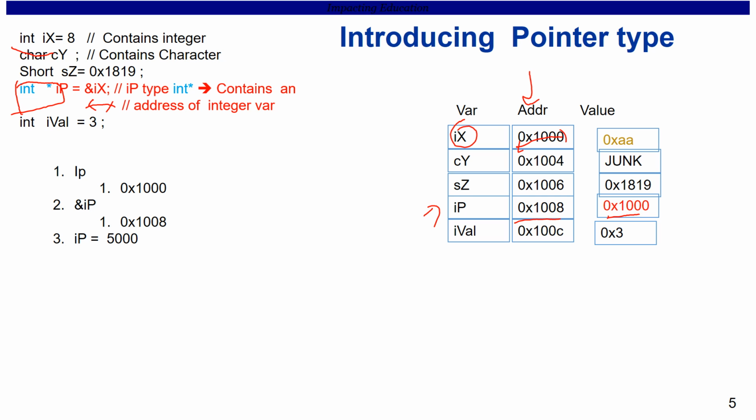IP equals 5000. This is syntactically invalid. Remember that although IP contains 1000, as far as the compiler is concerned, this must be an address type, an address of an integer, right? The type of the value sitting in here must be address of an integer. When you do IP equals 5000, the compiler will say, hey, 5000 is not an integer address, it is an integer. So it won't allow this access.